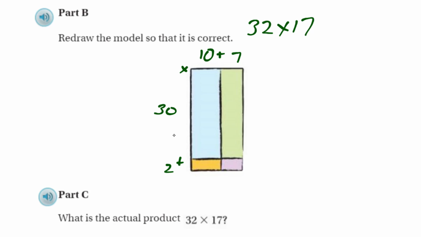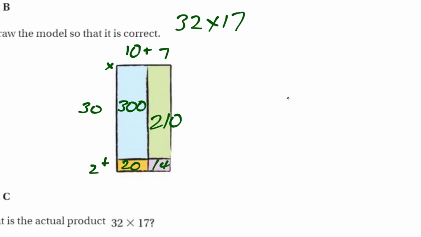So 30 times 10 is 300. I'm getting ahead of myself. Slow down, Mr. Warrior. Calm down. Yes, I shall be calm. 30 times 7 is 210 because I know my simple fact is just 3 times 7, which is 21, and then I add on my power of 10. Don't complicate this. 2 times 10, super easy, is just 20. And then 7 times 2 equals 14. Now I can add up all my partial products.